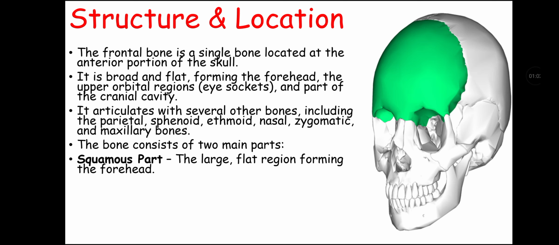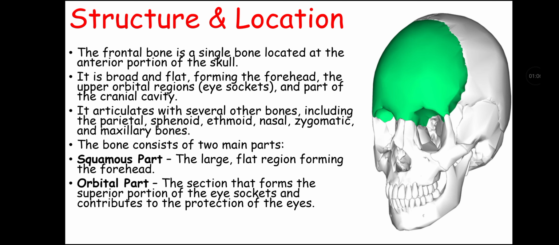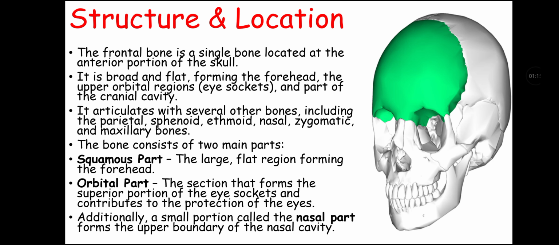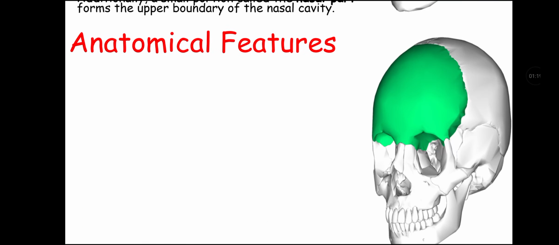The first is squamous part, that is large flat region forming the forehead, and orbital part, that is a section that forms the superior portion of the eye sockets and contributes to the protection of eyes. Additionally, a small portion called nasal part forms the upper boundary of nasal cavity.